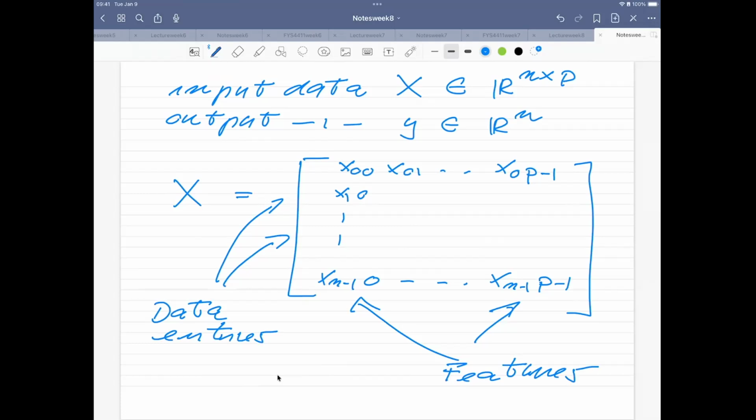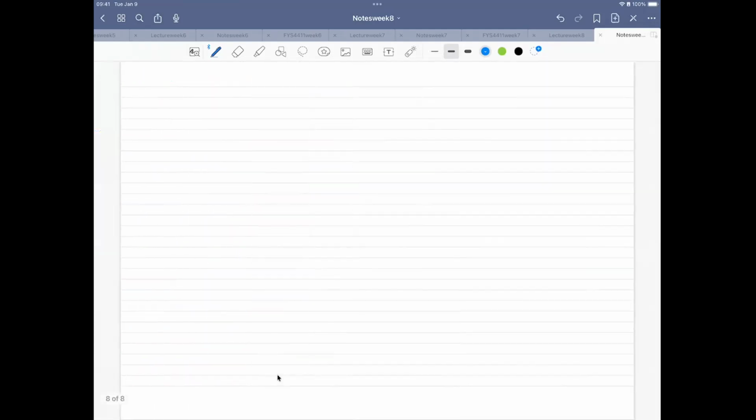So if you're looking at other data sets, like a way to classify, let's say, cancer, then each column could represent features like the size of the tumor, the perimeter of the tumor, the area, etc. So columns are features, and the rows are the data entries.